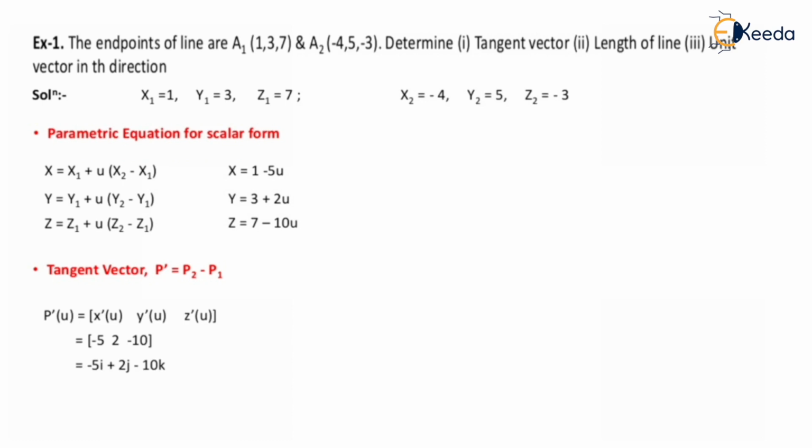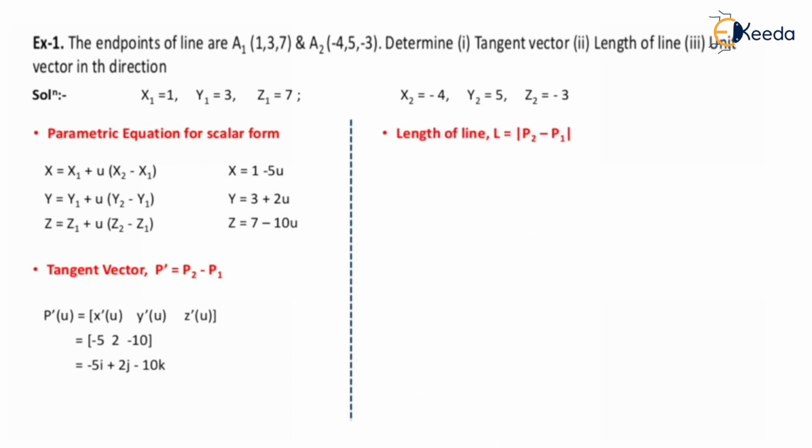Whatever the coefficients of u are in the scalar form, those are nothing but the tangent vectors. So you can easily write those, with no need to recalculate p2 minus p1. You can directly write -5, 2, -10.